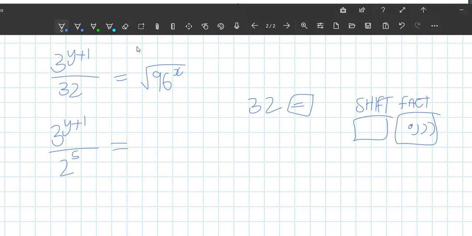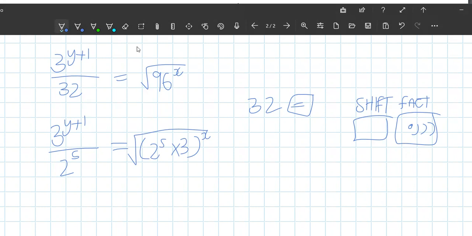Prime factorize 96, press 96 equals, shift fact. This will bring us, just keep it in a bracket. So remember that it's all to the power of x, and that square root is still there. 2 to the power of 5 times 3. So we've prime factorized everything.